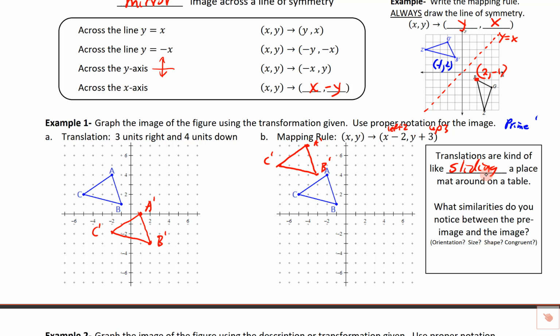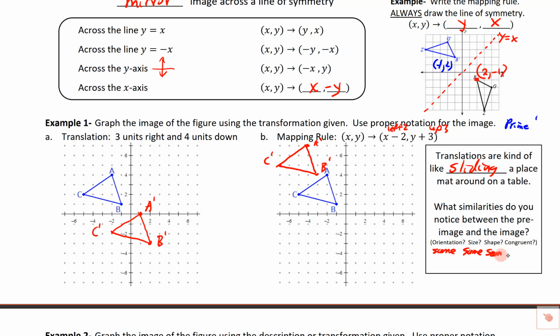Now, what I'd like you to take a look at is, do you notice any similarities between the image and the pre-image? Do you notice any similarities between the two of these? So orientation, size, shape, and congruent. Well, orientation-wise, notice they're pointed the same direction, okay? So we're going to put same right here. Size-wise, definitely the same. And shape-wise, yeah, so these are all the same.